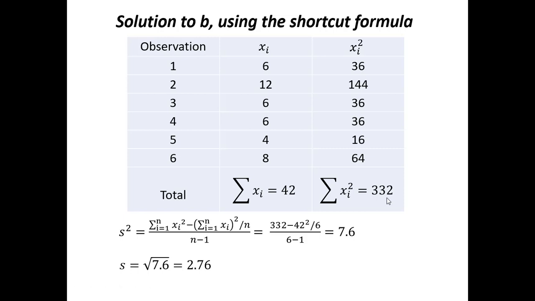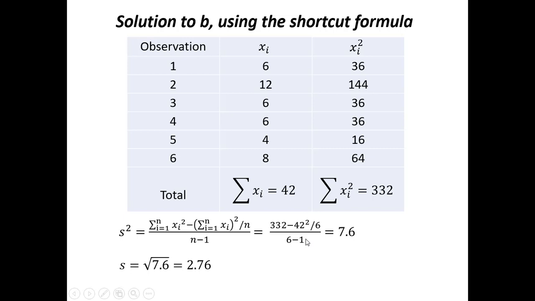Now we'll use our shortcut formula. This says to find the sum of all the x squareds, so that's my 332. That's our first term in the numerator. Also in the numerator, I have this fraction where we take the sum of all the x's, 42 in this case, square that sum, and divide that 42 squared by 6. Once again, in the denominator, we're dividing by 6 minus 1, which is 5.